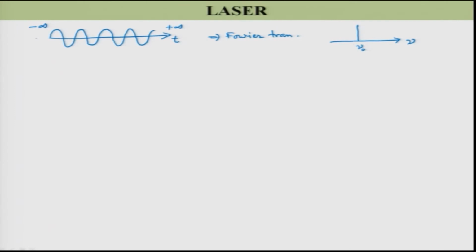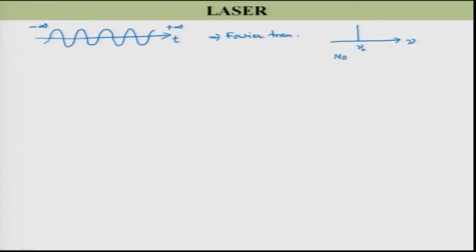That means, if this electric field oscillates forever, then the color, which means frequency, will be a single color. So, you get monochromatic light. You see, the first property automatically comes in.